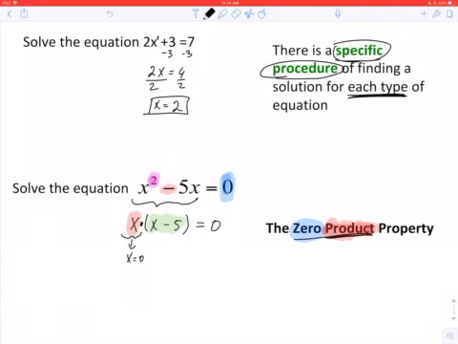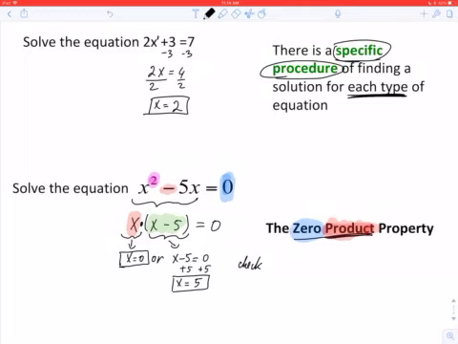So if the product is 0, then x can be 0, or x minus 5 should be 0. So x equals 0, it's one number, x equals a number, so that's a solution. And x minus 5 equals 0, we have to solve for x here. This is a linear equation, so we isolate x, and we get x equals 5.